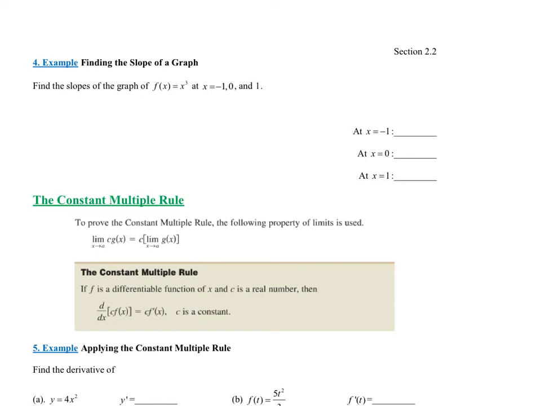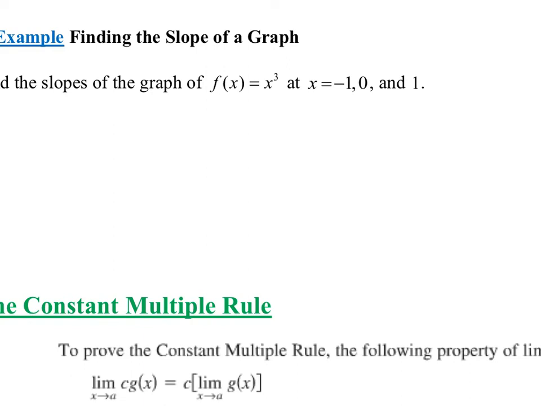Example 4 says finding the slope of a graph. Find the slopes of the graph of f of x equals x cubed at x equals -1, 0, and 1. Very, very similar to a problem that we did in the previous section, except in the previous section we had to use the limits. This was a much, much longer process using the limits. Let's see how easy it is now.